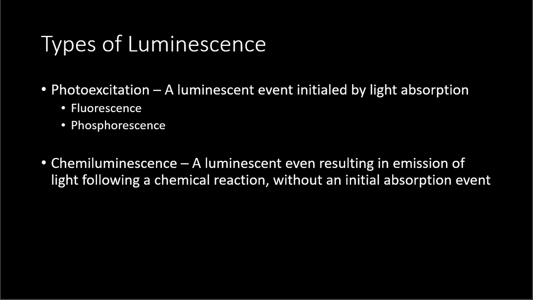For luminescence, we'll look at two different types: photoexcitation, which is the types of processes that involve an initial absorption event, two of which include fluorescence and phosphorescence. And then the next will be chemiluminescence, which is simply through the mixing of chemicals in some way, there is excess energy that excites an electron and then results in the emission of a photon of light without any initial absorption of light to start the process.